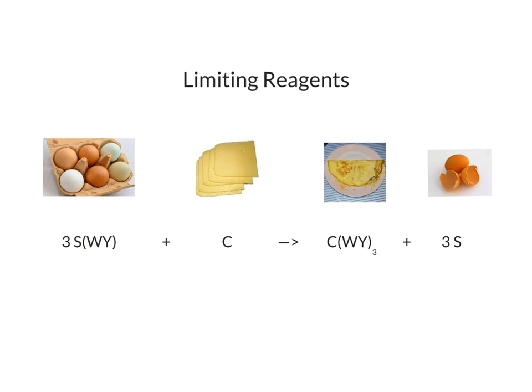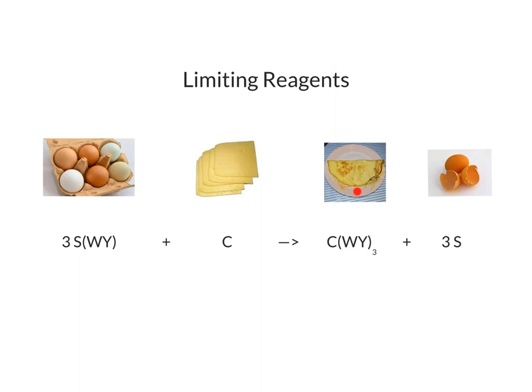So let's use an analogy. Let's imagine that we want to make a cheese omelet. And this cheese omelet is made with 3 eggs and a slice of cheese. And we're going to represent our eggs as SWY for shell, white, yolk, because each egg is made up of 3 parts: a shell, a white part of the egg, and a yolk part of the egg. We're going to treat the white and the yolk together because they're going to stay together and end up in our product, which is the omelet. The cheese is just 1 slice of cheese.